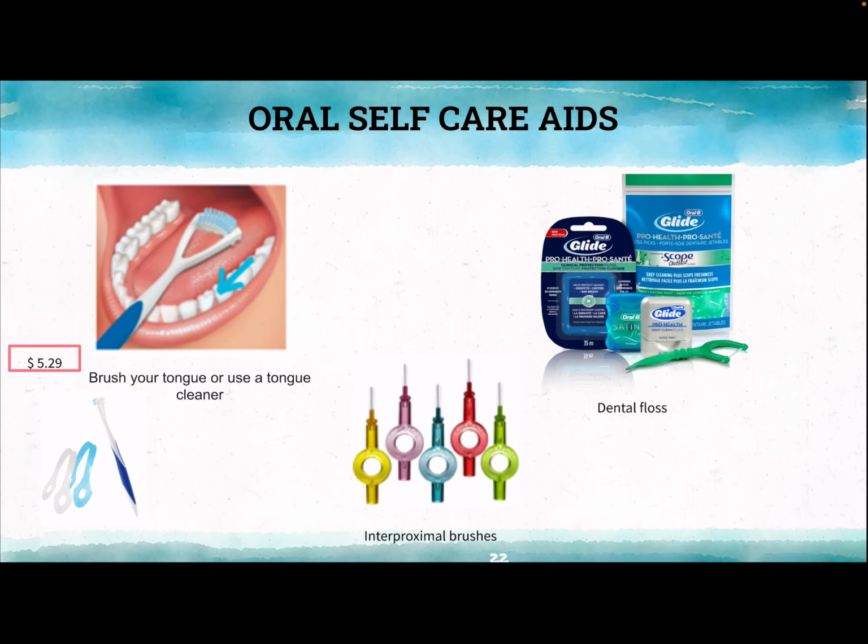We also recommend the use of floss to clean in between our teeth. And if it's not possible or it's really hard to use the regular floss, we highly recommend the use of interproximal brushes. There are different brands in the market, and the only thing that you have to do is put it in and out in between the spaces of your teeth.